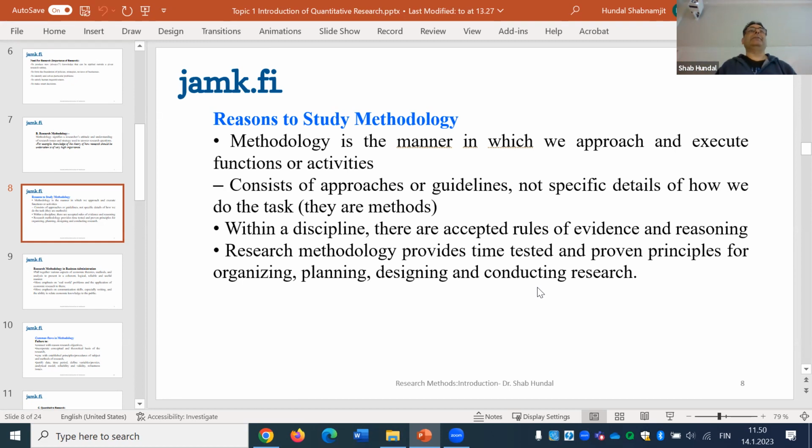It could be qualitative. You're interviewing people, or you are making some case study. That could be qualitative research, but both are methods. Methodology includes the research method plus the attitude of the researcher.